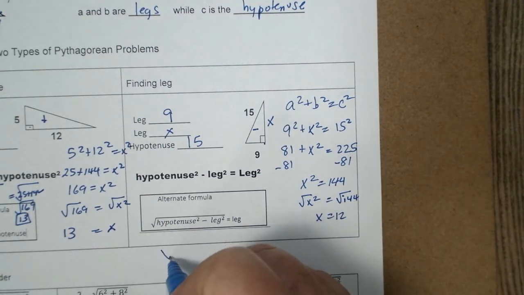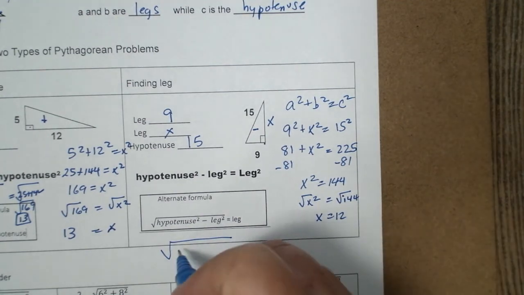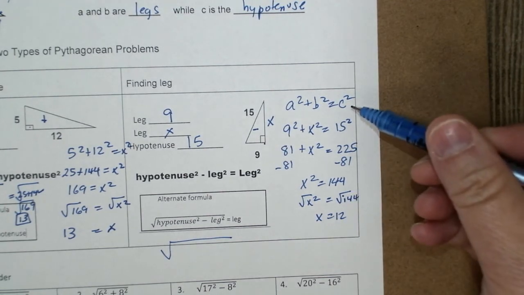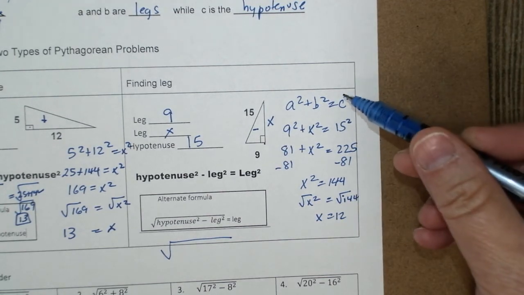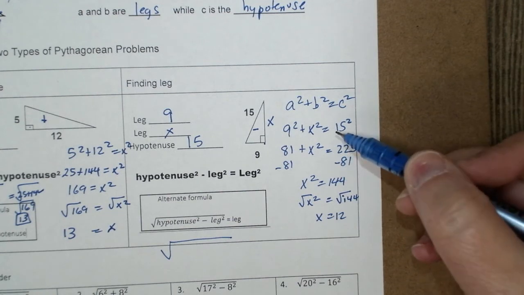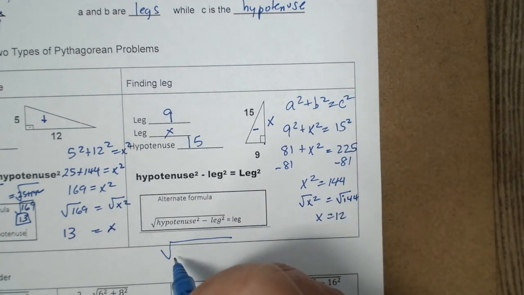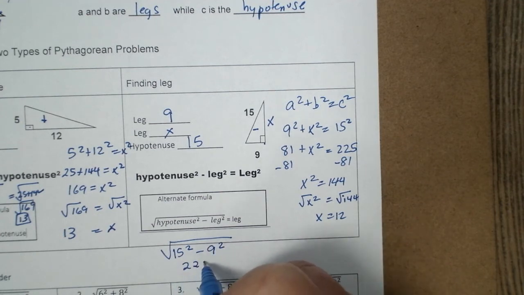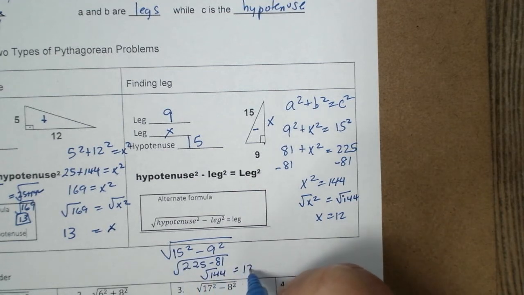When I do it the shorter way, I'm still going to land at the same place. Instead of taking the square root at the very last, I put it at the beginning. My hypotenuse is 15 squared minus my leg is 9 squared. That's 225 minus 81. That's the square root of 144, which is 12.